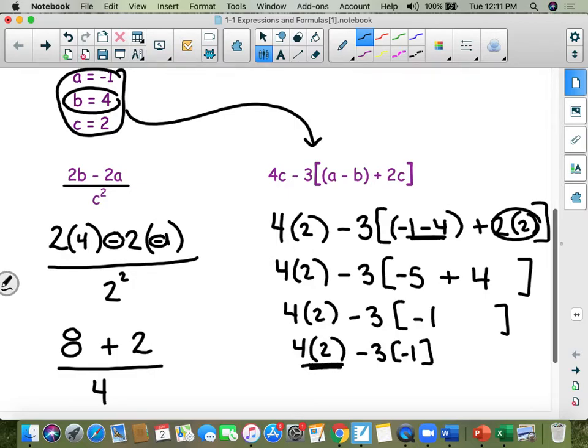You have to do multiplying first, so this makes 8. Again, you notice that there's a negative of a negative, which makes this a +3. Your final answer, 11.